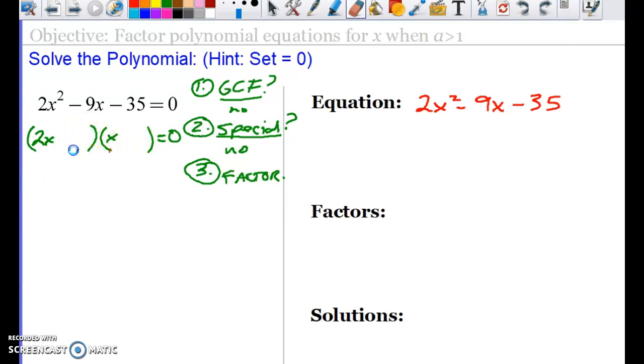Let's try a different combination. Maybe we'll just switch the order. Now let's put, I believe it was -7 over here and maybe +5 there. I have a 5x and then -14x.